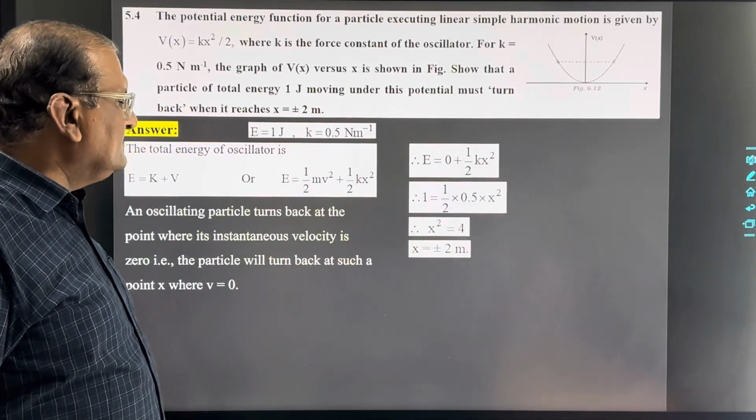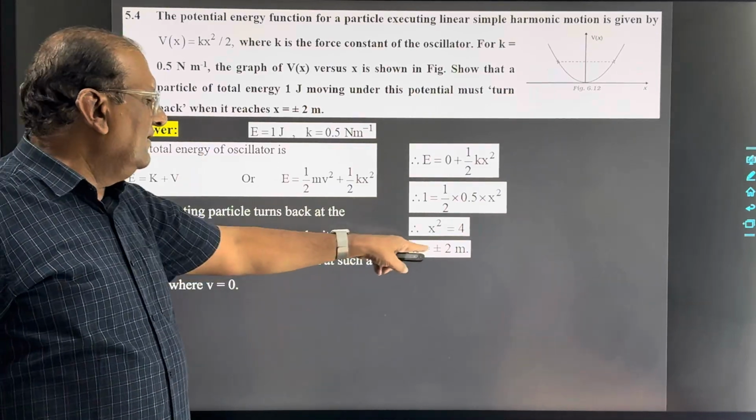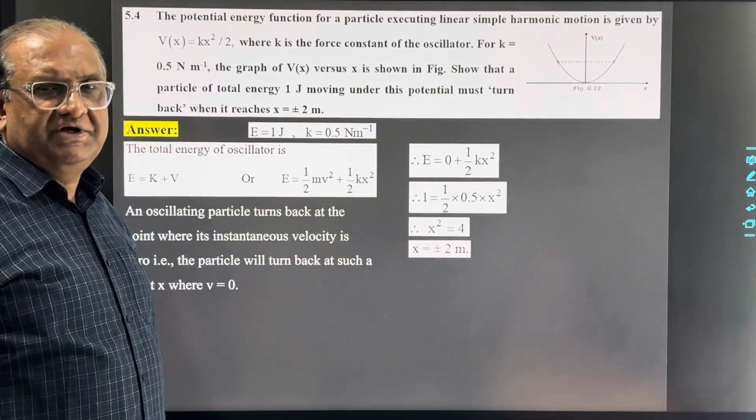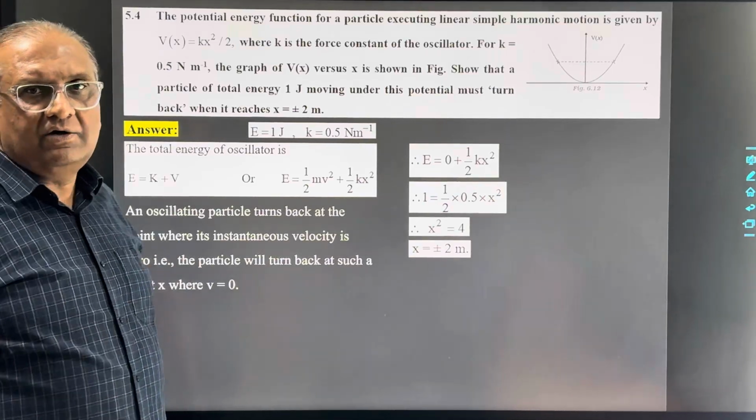So here we can say that at the position plus or minus 2 meter, it comes back. Clear to all of you?